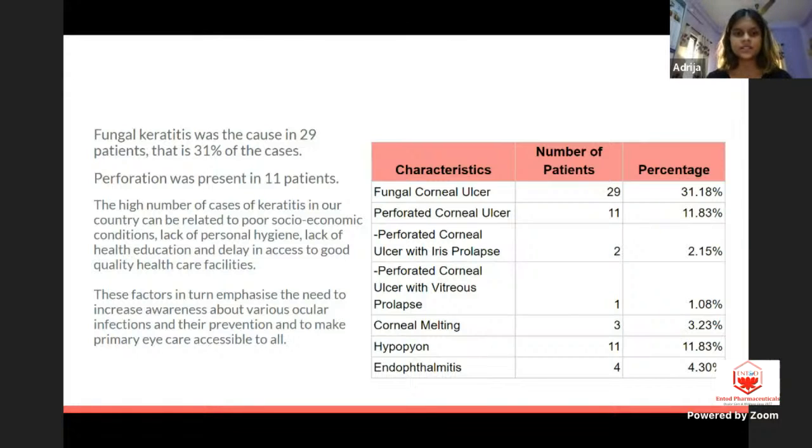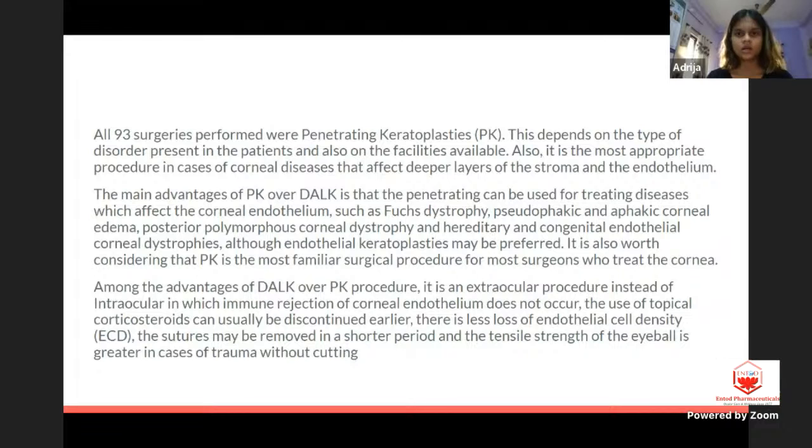These in turn emphasize the need for us to improve our awareness systems and to reduce ocular infections and the preventive measures that can be taken, and making primary eye care accessible to all. All the surgeries, the data of which could be obtained, were penetrating keratoplasties.